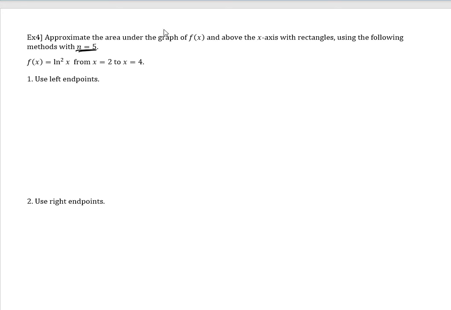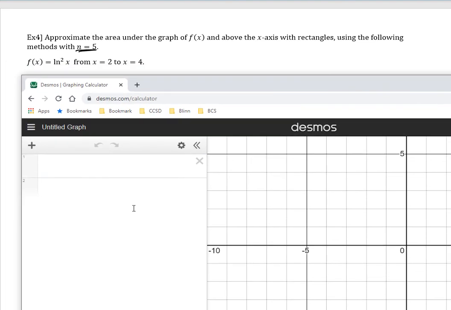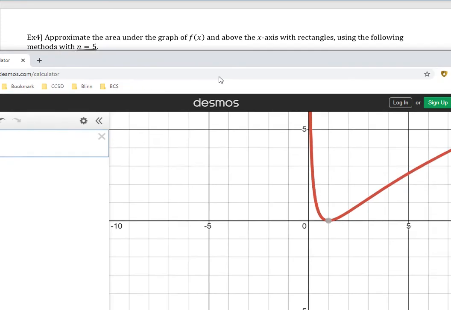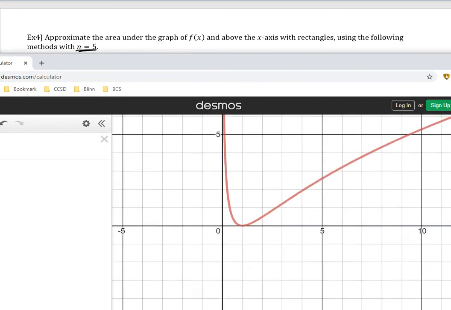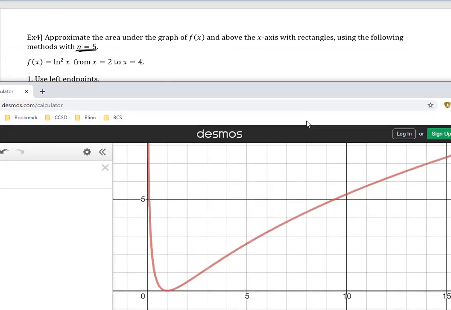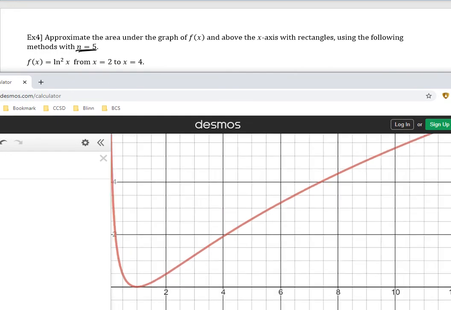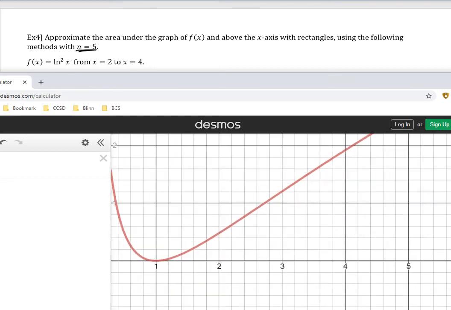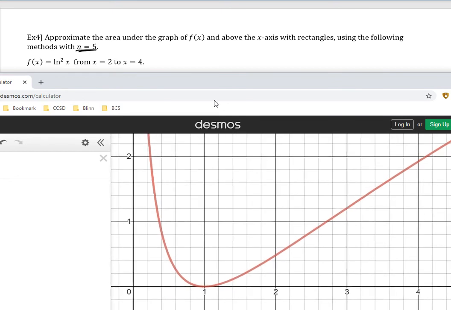Okay, so on this one we're still going to graph. I've got my Desmos ready, and I'm just going to plug that function in. So we have ln squared of x. There's our graph right there. Let me scroll over so we can see both. They want n equals 5 with x equals 2 to x equals 4, so I'm going to zoom in there, from 2 to 4. Like that, that's where we can see it.